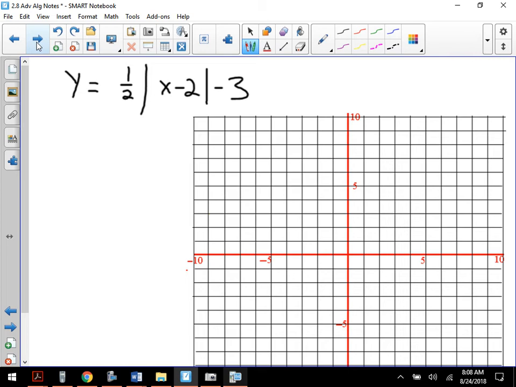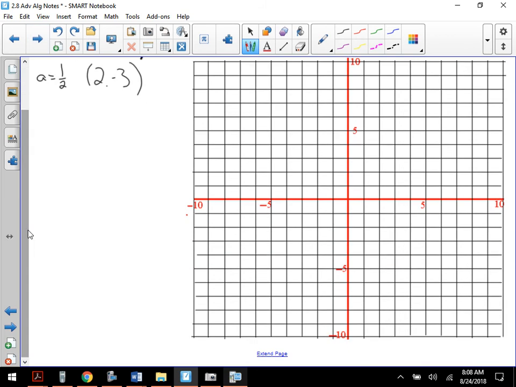What's your A value here? 1/2. Where are you going to start this graph at? 2, -3. Very good. So I go find 2, -3, put a dot, and now I just walk my slope. Up 1 over 2. Up 1, left 2. Make your V. We're all good.